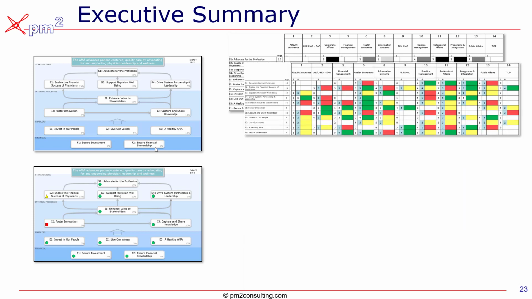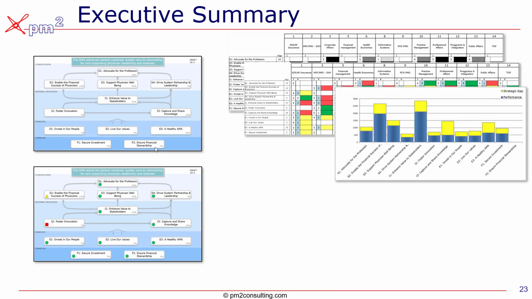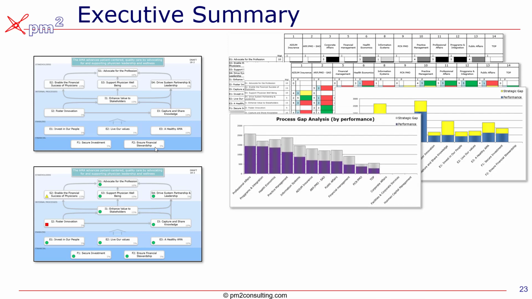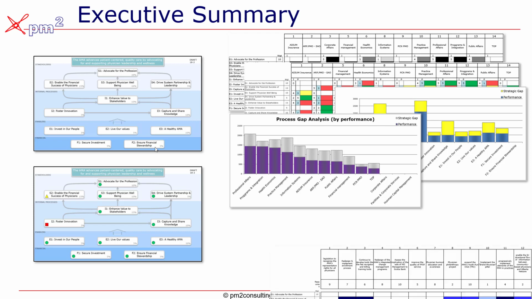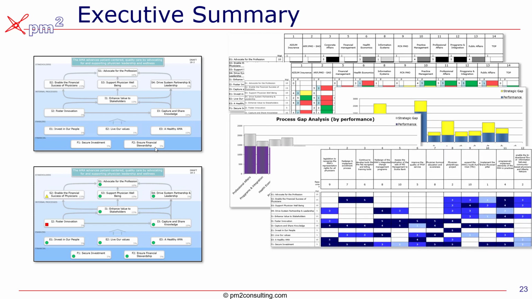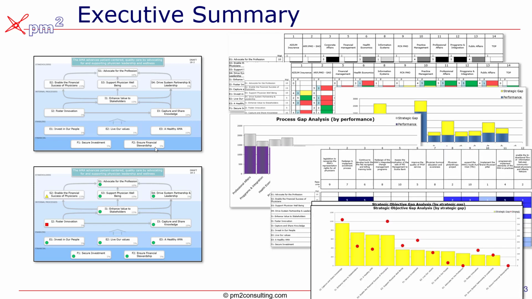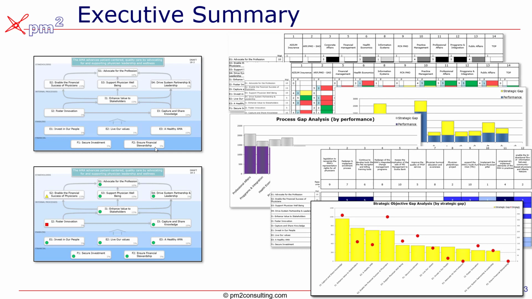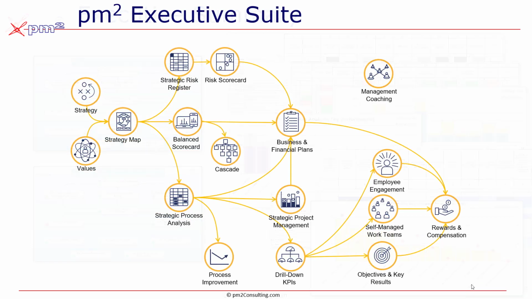We can take a look at how you're performing and begin to identify the strategic performance gaps in your processes, either by strategic objective or process. We can then take a look at your initiatives and score them to see whether they're actually aligned to those performance gaps or not.